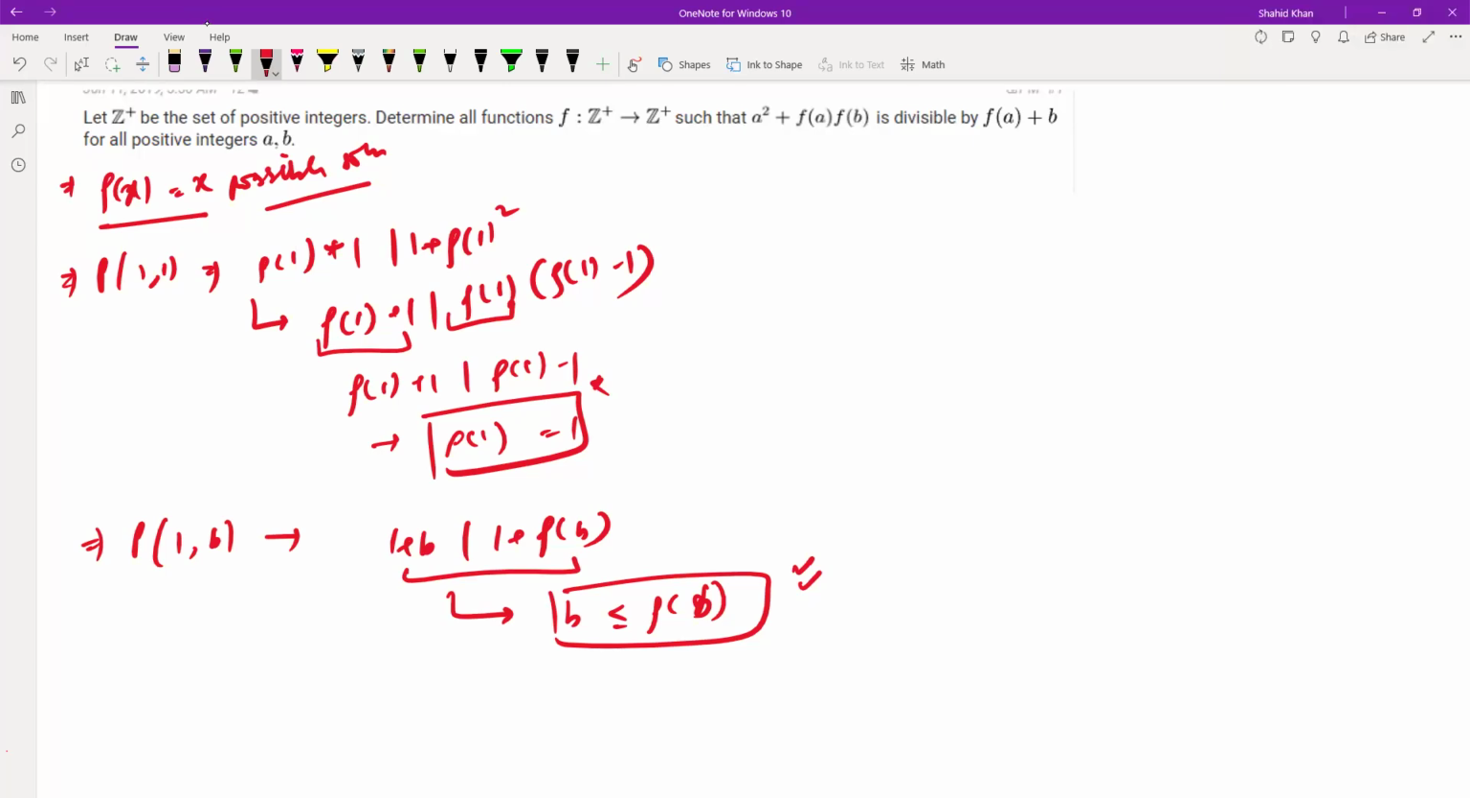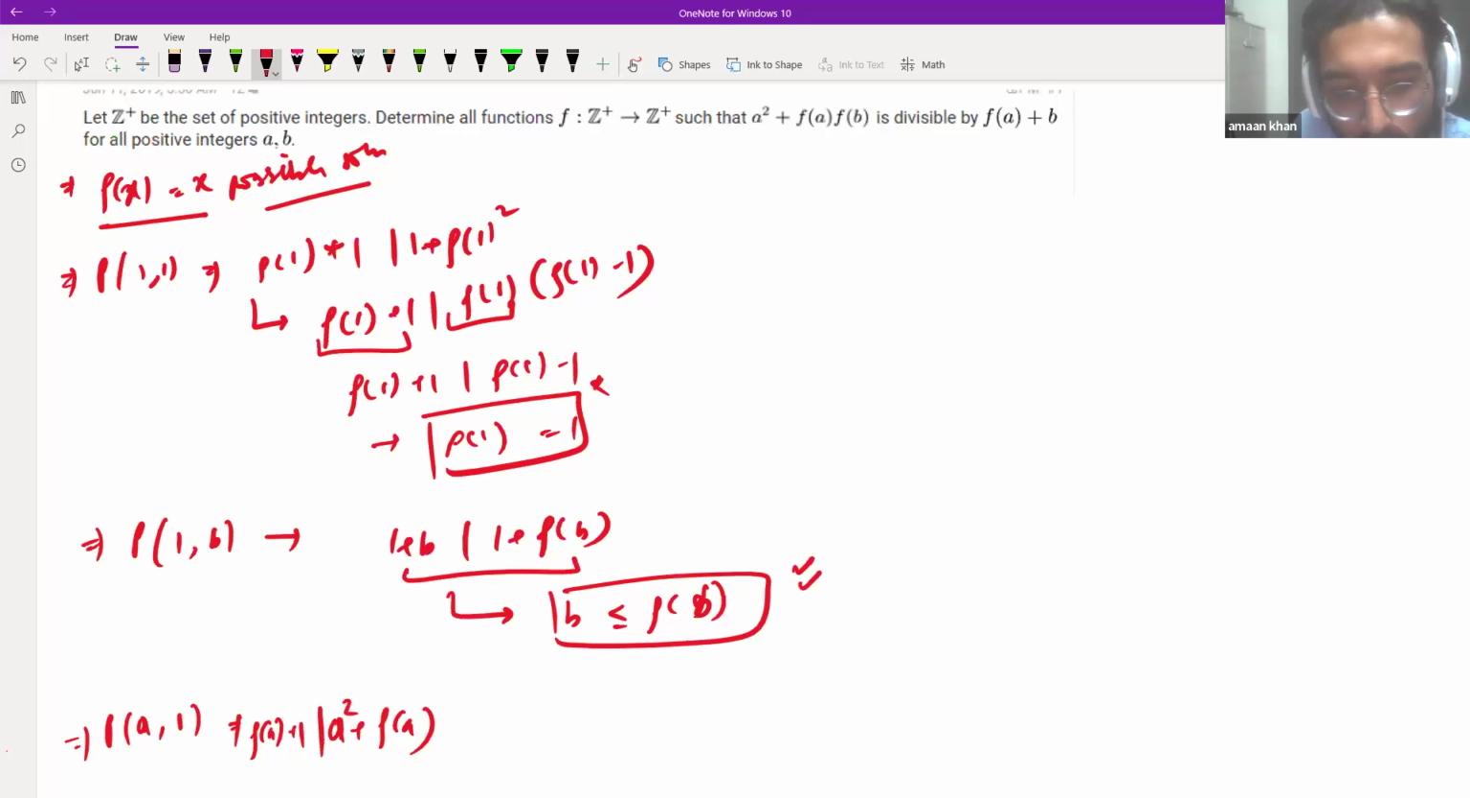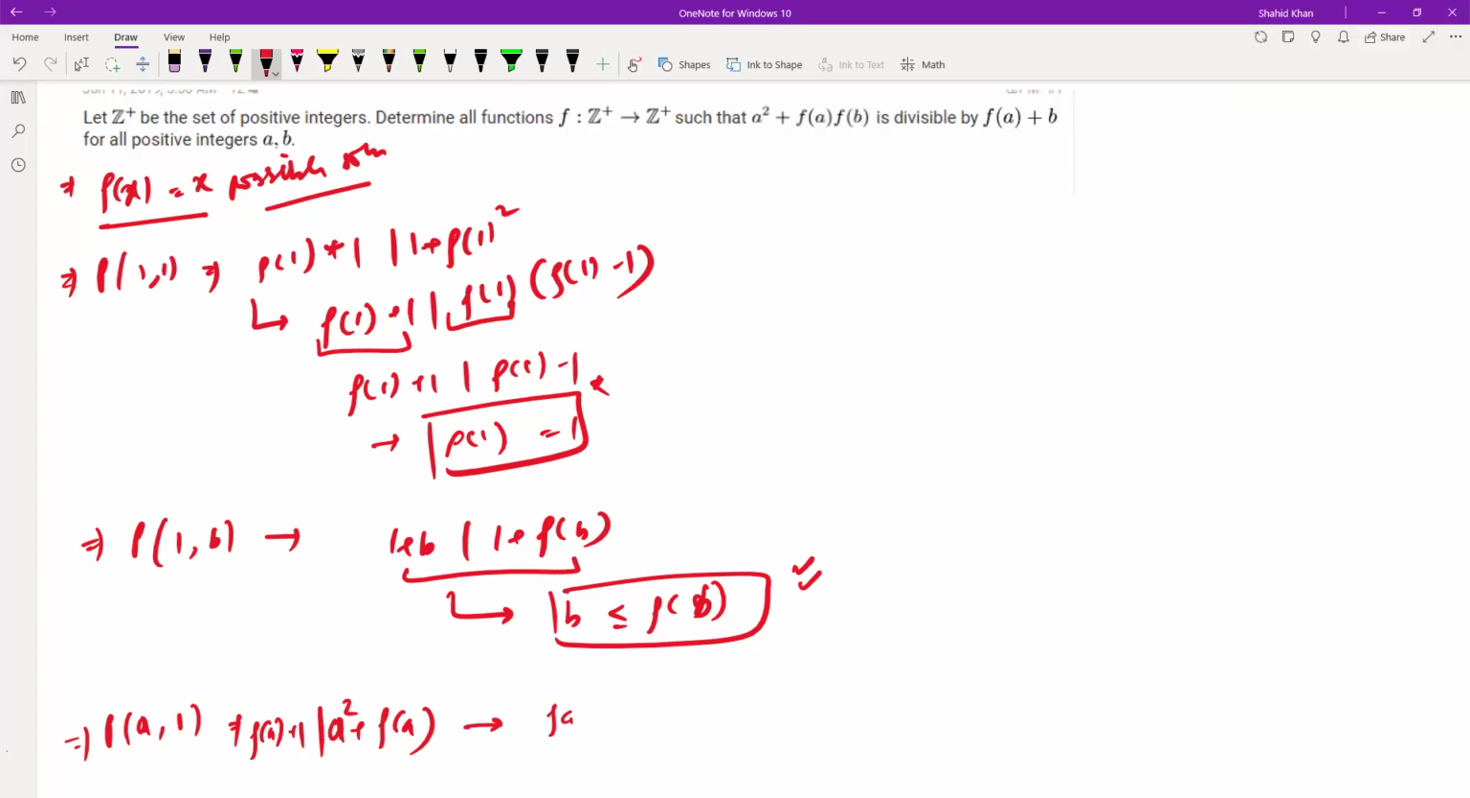We have that f of 2 is equal to 2. Okay, how? You have to put a equal to any integer and b equal to 1, then you get the result. Wait, how do you get f of 2 is equal to 2 from here? Yeah, by putting b equal to 1, you have this.